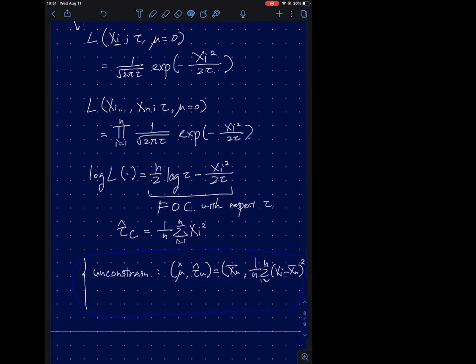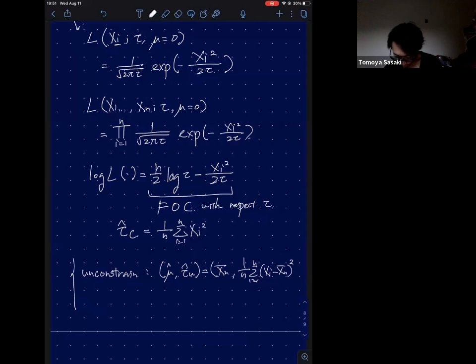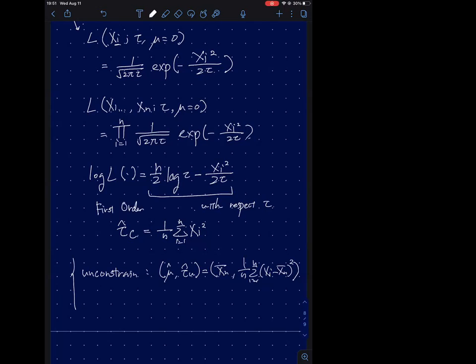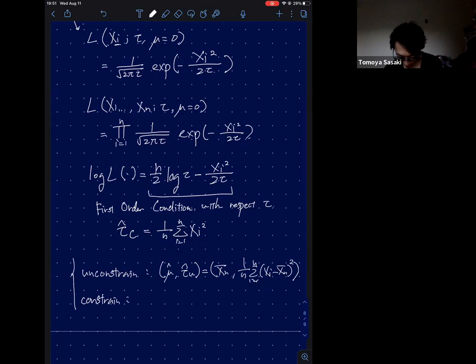What is the meaning of FOC? Sorry? What is the meaning of FOC? Oh, sorry. Yeah, this is first order condition. Sorry, I should have mentioned. Thanks. No, same to you. I was abusing the notation. Sorry.